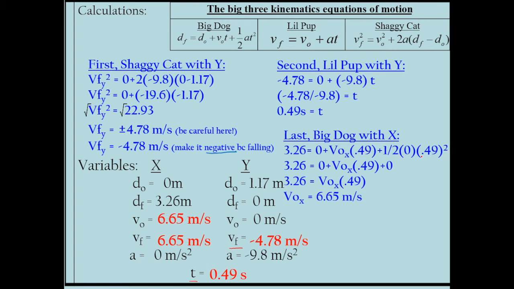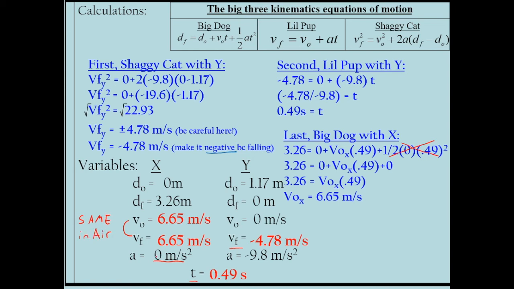1/2 AT squared. We notice that A is 0, so this all just turns to 0, doesn't matter. Now we get 3.26 equals 0 plus VOX times T. Go ahead and simplify. We find out that VOX is just equal to 3.26 divided by 0.49, which gives us 6.65 meters per second. You'll notice that our final velocity is also 6.65 meters per second, and that's because acceleration in the x direction is 0. So these two will always be the same when we are in the air.